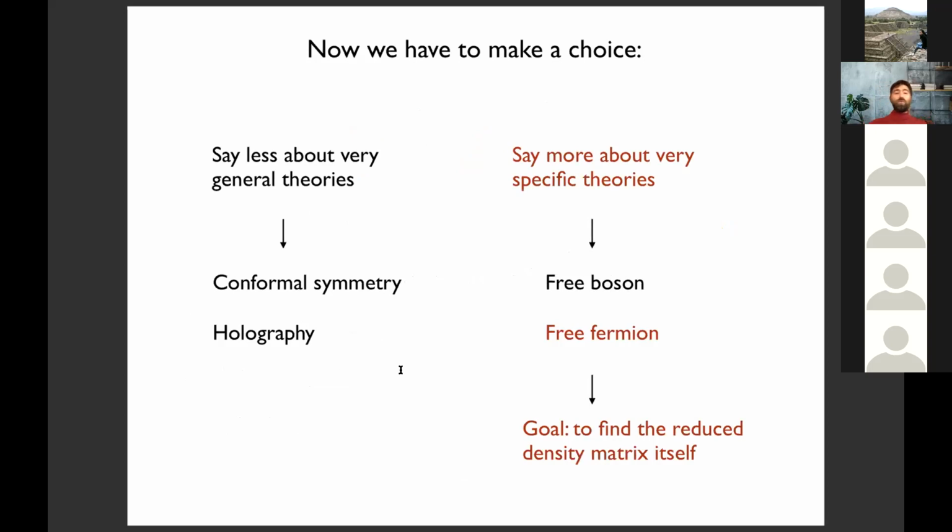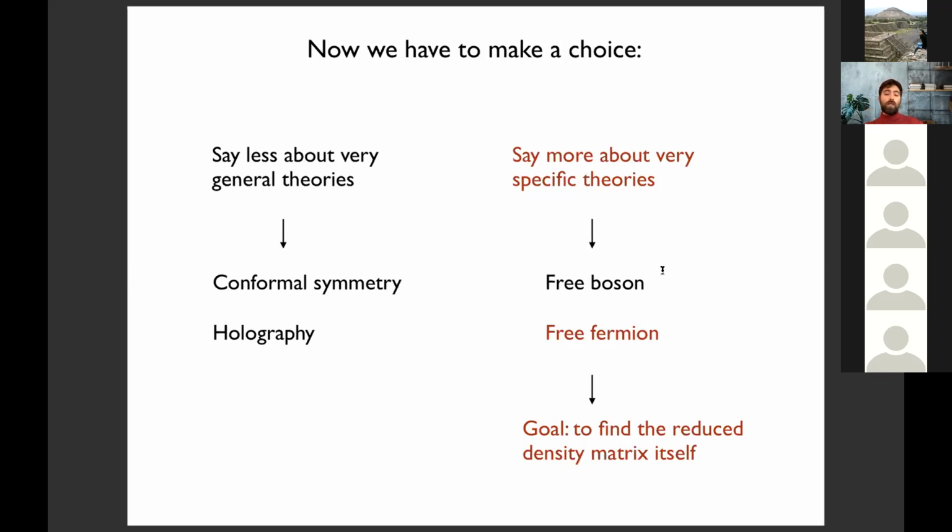Say if you want to do research, you have to decide whether you're going to try to say less things, but about a very general set of theories, in which case you would probably try to keep making progress using conformal symmetry, trying to bootstrap stuff and so on, or use some other techniques like holography, for example. That's one option. The other option, which is the one we're going to talk about today, is to say much more about some very specific set of theories. So we're not going to make a big statement about general theories. We're going to make as much progress as we can in a very specific theory.